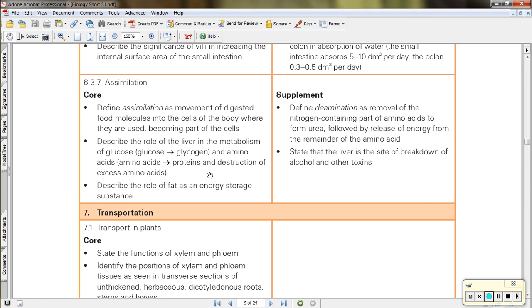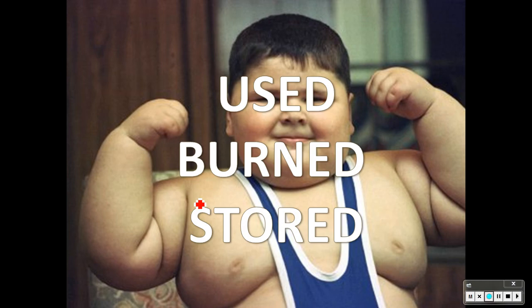Oh, describe the role of fat. So fat has three options. It's either used, or it's burned, or it's stored.